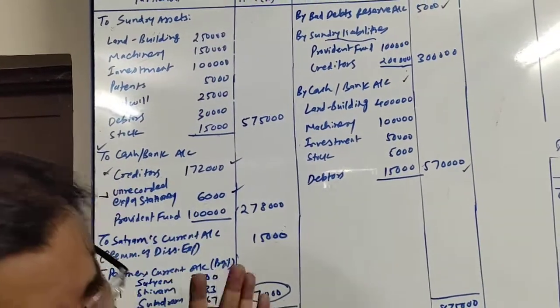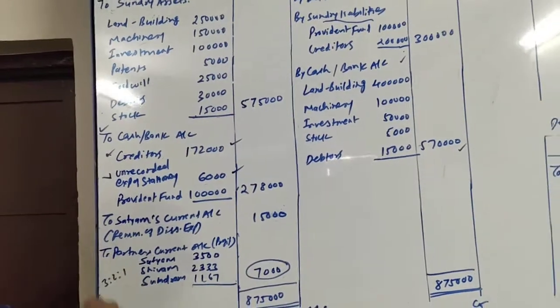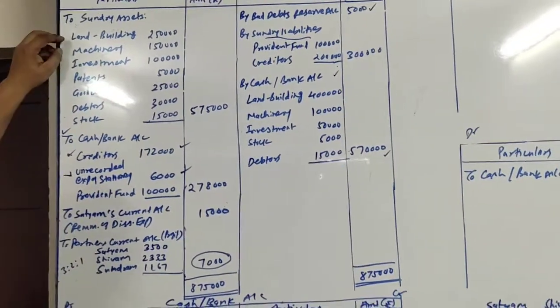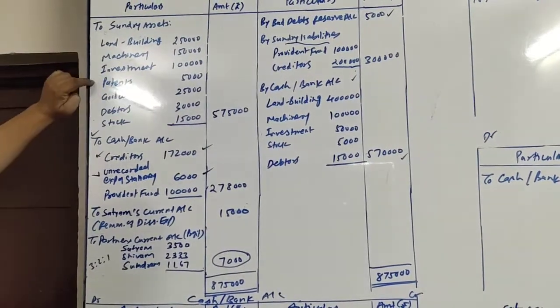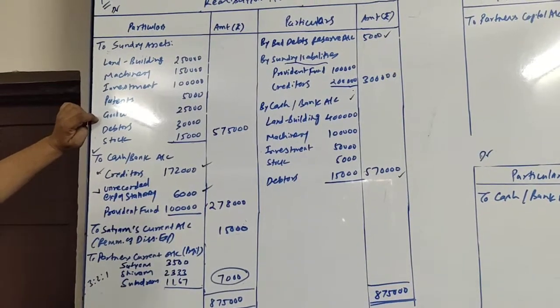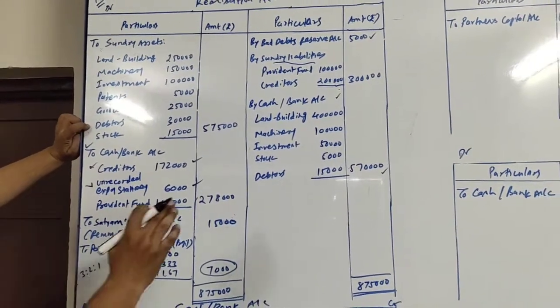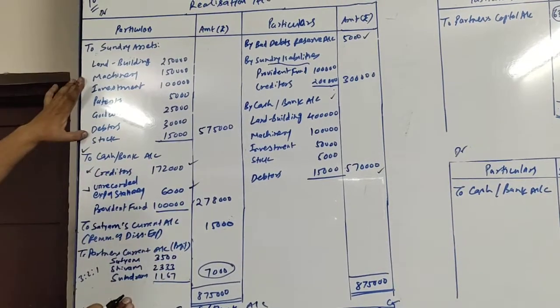Only one adjustment is left, which is regarding the dissolution expense. So before that we will see whether all assets are considered or not. Yes, land and building realized, machinery realized, investment realized, patents it is mentioned that patents realize nothing, goodwill it is mentioned that goodwill realizes nothing, debtors are realized, stock is realized. So all assets are over.